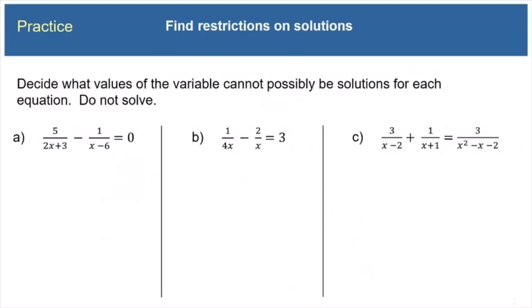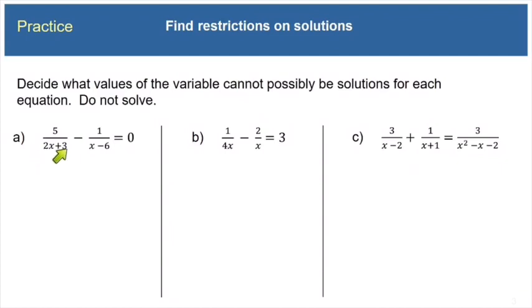So here is a practice problem for us. Notice that the instructions say decide what values of the variable cannot possibly be solutions for each equation. Do not solve. They're not asking us to find out what x is. They're asking us to find out what x cannot be. And we know that we cannot allow x to be anything that would cause a denominator to equal 0. It doesn't matter what's in the top. You might have variables in the top. That's fine. If the denominator equals 0, that's a problem.